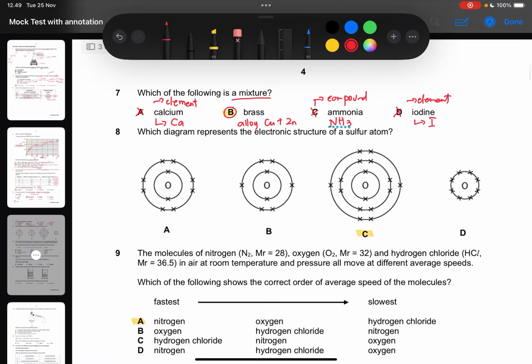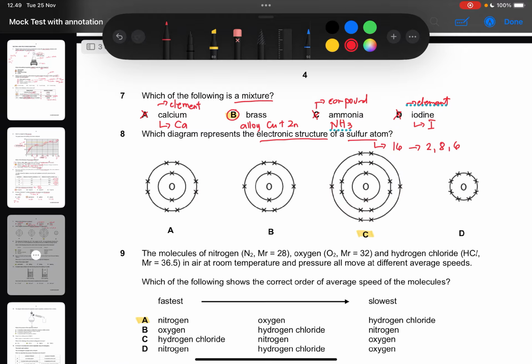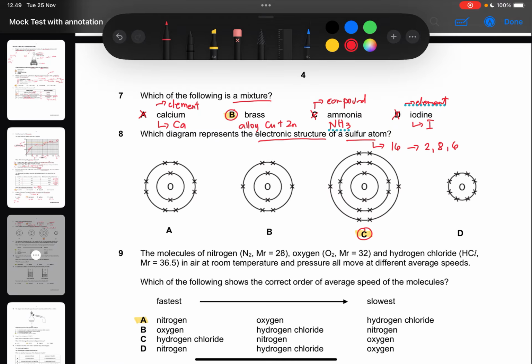Question number 8. Which diagram represents the electronic structure of sulfur atom? So we can answer this by finding out what is the number of electrons or the atomic number for sulfur. Sulfur has an atomic number of 16, so it means it has 16 electrons. So using the electronic structure, we know that it will have a 2 on the first shell, 8 on the second shell, and 6 on the last shell. So therefore our answer is letter C.